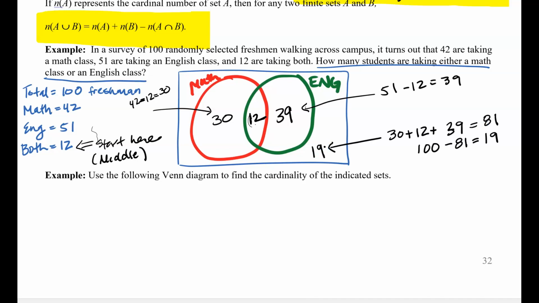So there's a 19 on the outside. Now that I've completed the diagram, this is the hardest part. Now I can go and actually answer the question.